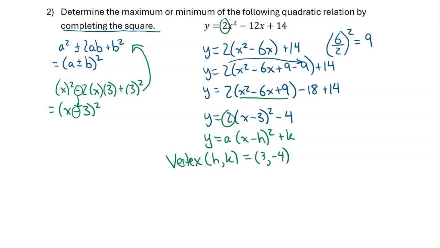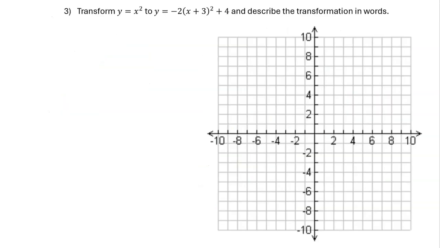That's the vertex. But we still haven't been able to determine if it's a maximum or minimum. Because the a value is 2, that means it opens up. And so that means that it has to be a minimum at that vertex value. It's a minimum of that vertex value, or at y equals -4. So there you go. That's that example.